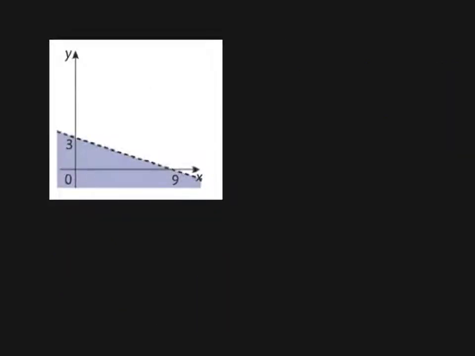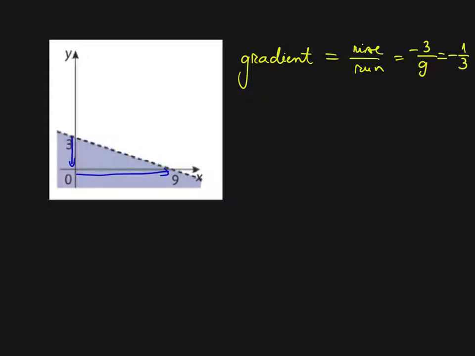In some cases, you do not see the equation of the borderline. So this is a borderline between the two regions, but I don't see its equation. However, I remember how to find the equation of the line from these two points. So the gradient of the line is rise over run, which is, I go 3 units down and 9 units to the right. So it's going to be negative 3 over 9, which is minus 1 over 3.